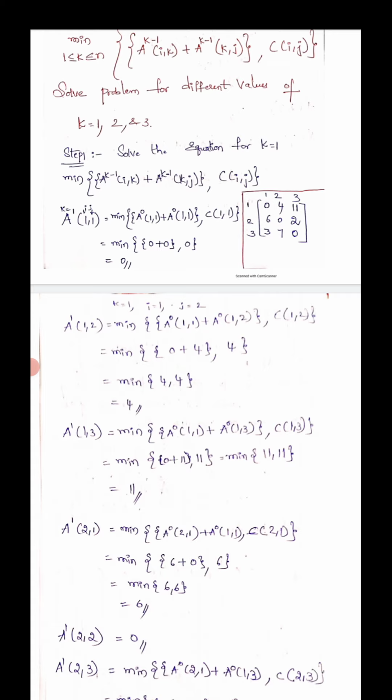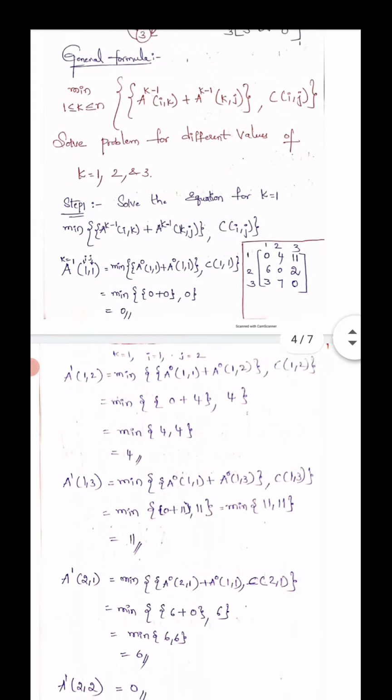Now if we have to calculate A1 of 2,1, we apply the above formula: minimum of A0 of i,k, where i is 2 and k is 1, plus A0 of k-1, in the sense 1-1, A0 of k,j, where k is 1 and j is 1, comma c of i,j, in the sense 2,1.